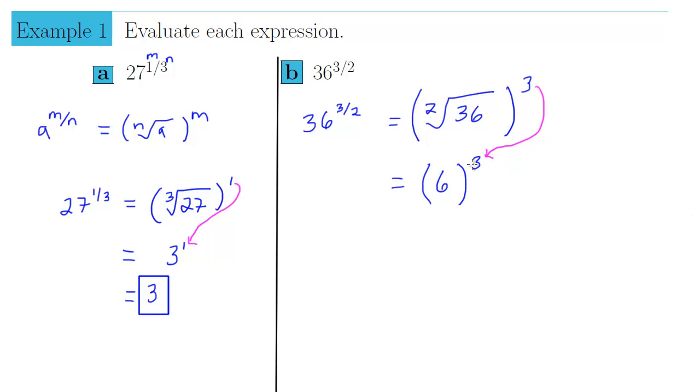So then you take 6 cubed. 6 times 6 is 36. 36 times 6 is 216. So the final result here after dealing with your radical and your exponent is going to be 216.